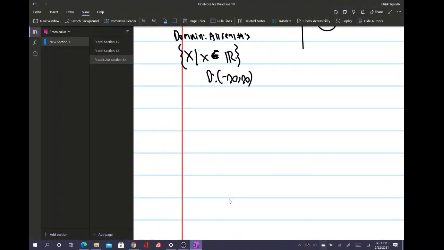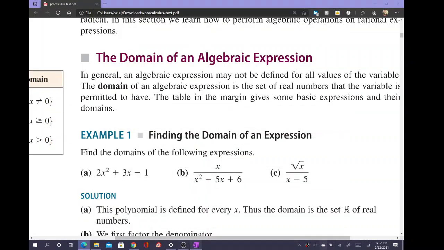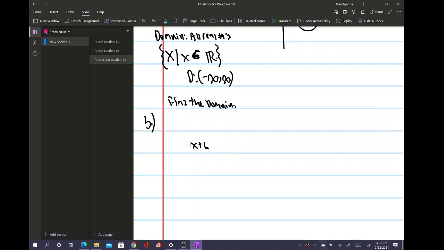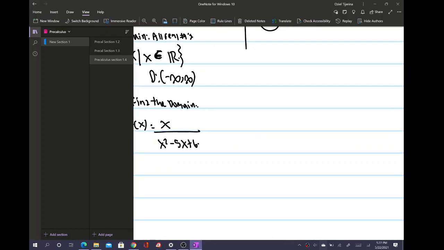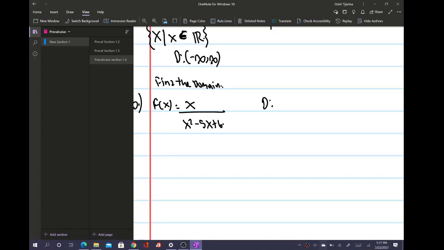Now, part B says x over x squared minus 5x plus 6, excuse me. So find the domain. Now remember when I said that if it is a rational function, so if we have ax plus b over cx plus d, then the domain is all real numbers such that cx plus d does not equal 0.